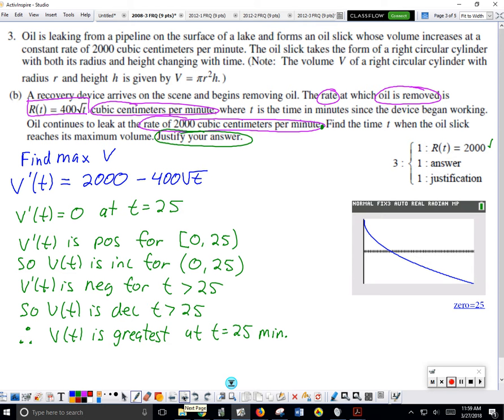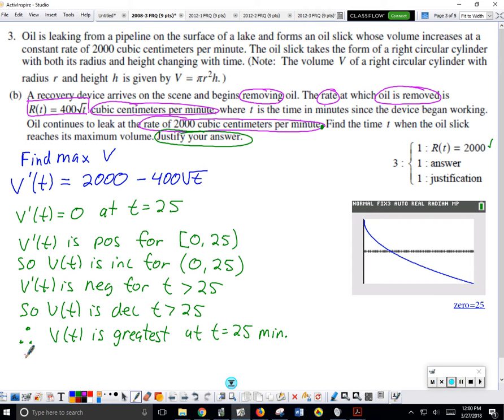I'm going to leave this writing to save a little time. Okay, I started reading. The recovery device arrives on the scene and begins removing the oil. I probably circle removing. Got to keep track of what adds and what takes away. That's always important. The rate at which oil is removed is this. So this is the rate which causes the volume of the oil to go down. It's the taking away rate.